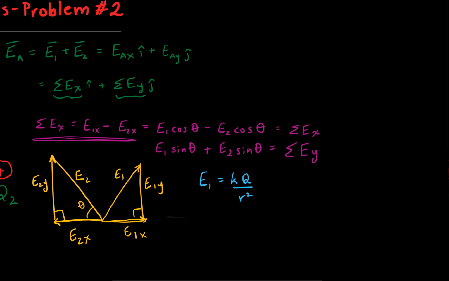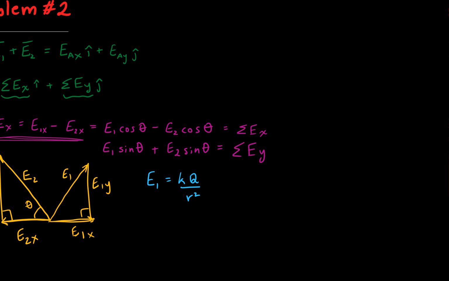So, if I go back here, I see that E2 is equal to K times Q2 over R2 squared. And both of these are going to be K Q1 over A squared times 5, and E2 will be K Q2 over A squared times 5. So all of this can be plugged into our expressions above. So let's go ahead and make that substitution.